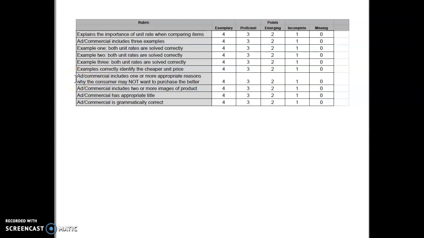Ad or commercial includes 1 or more appropriate reasons why the consumer may not want to purchase the better buy. Ad commercial includes 2 or more images of product. Ad or commercial has appropriate title. An ad or commercial is grammatically correct. Okay, so let's look at the rough draft sheet.